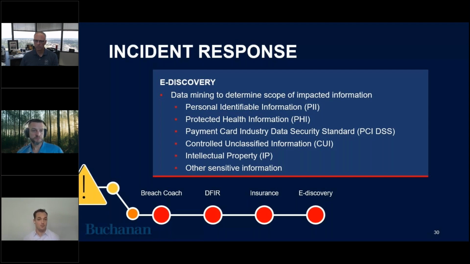Similarly, with PHI or PII, you want to limit exposure, limit information being leaked that could be sensitive to individuals. This part of the incident response process is generally one of the more expensive. Depending on the amount of data, it can range anywhere from $30,000 to $50,000 all the way up to $500,000 just to do the e-discovery. And so understanding this process, understanding the scope of it, and understanding the potential costs are also really important.